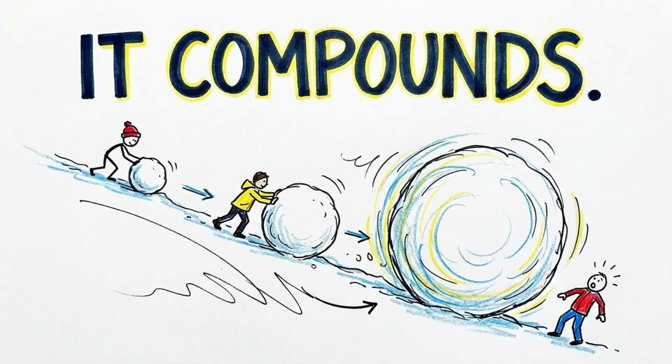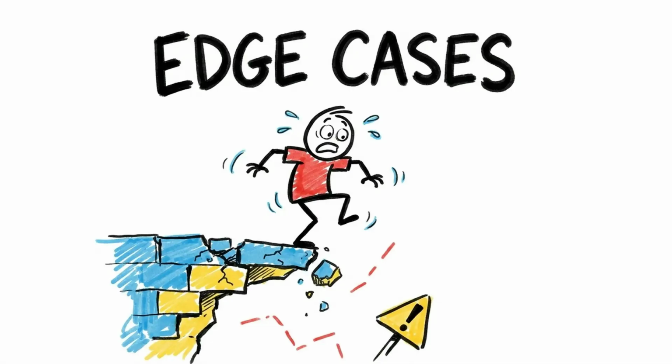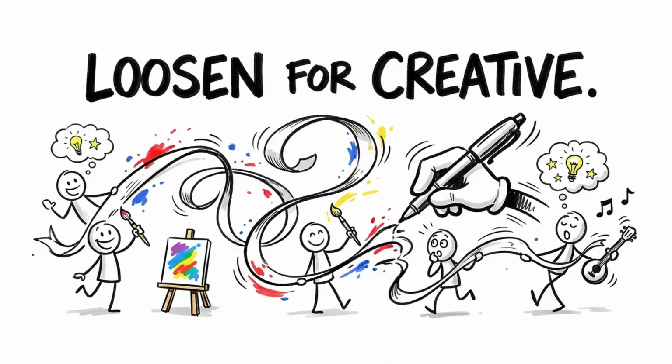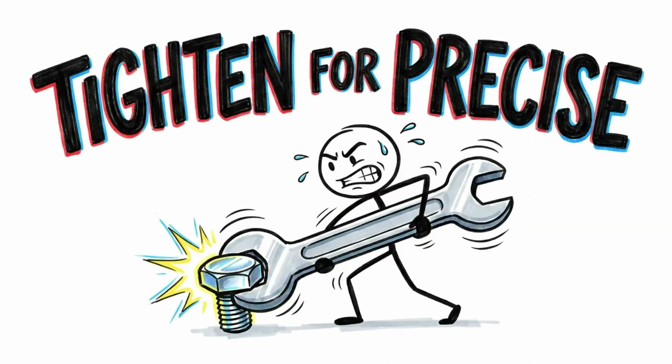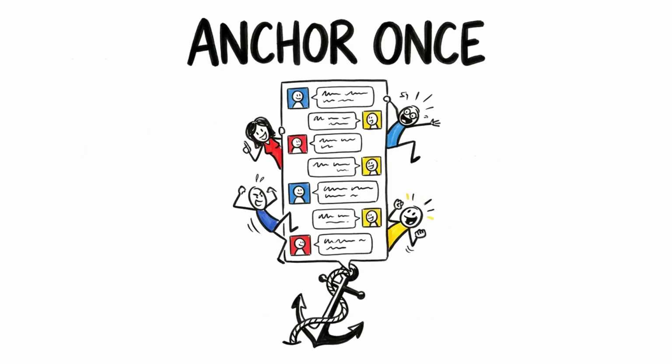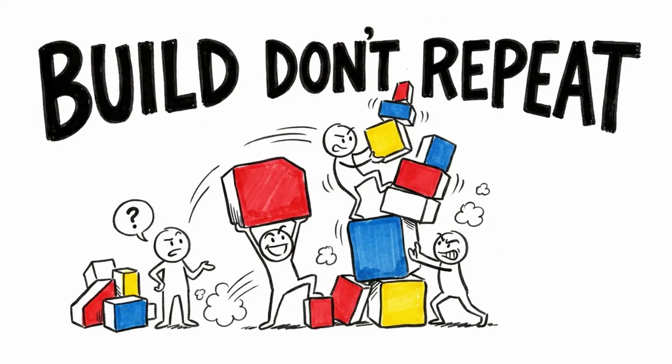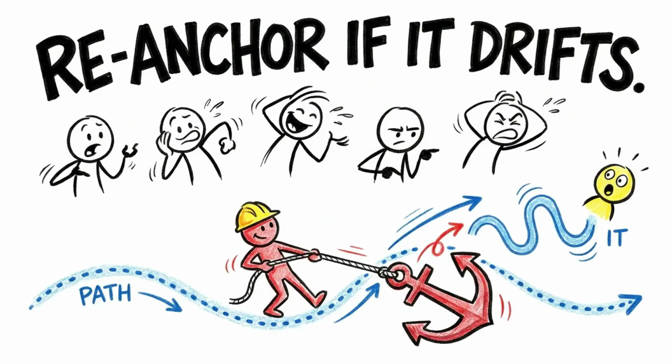Now the edge cases, because they trip people up. For creative work, loosen the anchor and give room to surprise you. Too tight, and brainstorms come out flat and predictable. For precise work, tighten every constraint like a bolt. For big projects, anchor once and keep the conversation going. Claude remembers the thread, so you build instead of repeating. But if the thread drifts, drop a fresh anchor to pull it back on course.